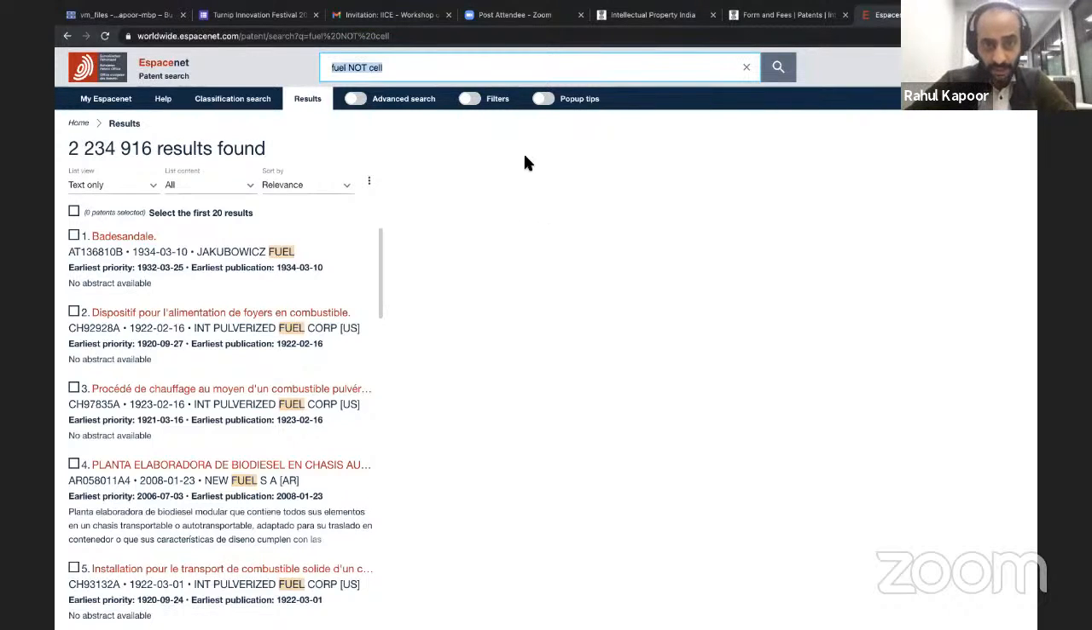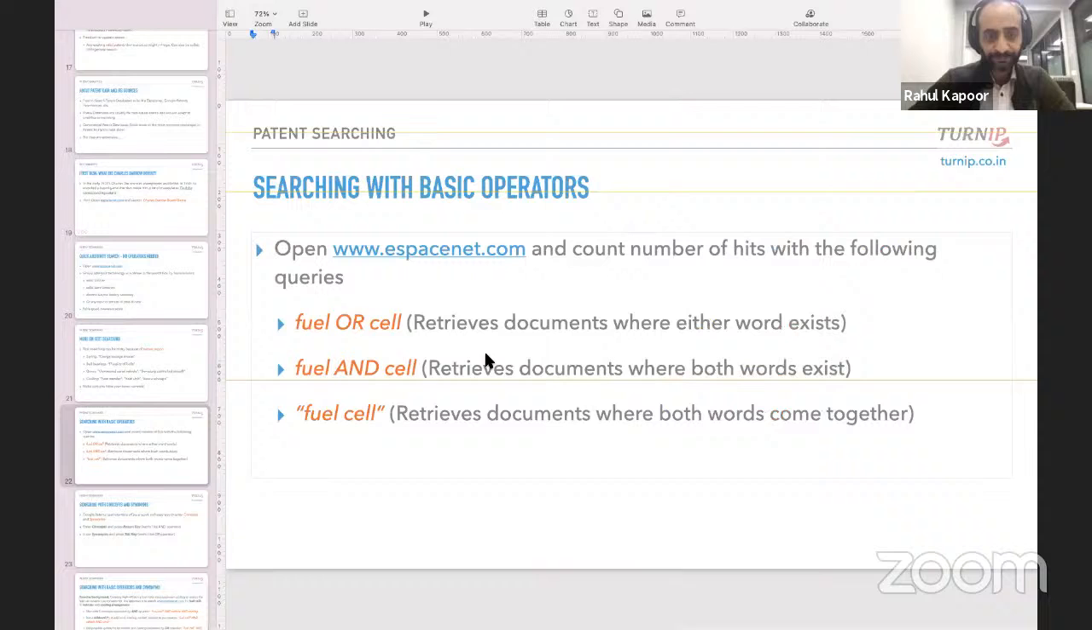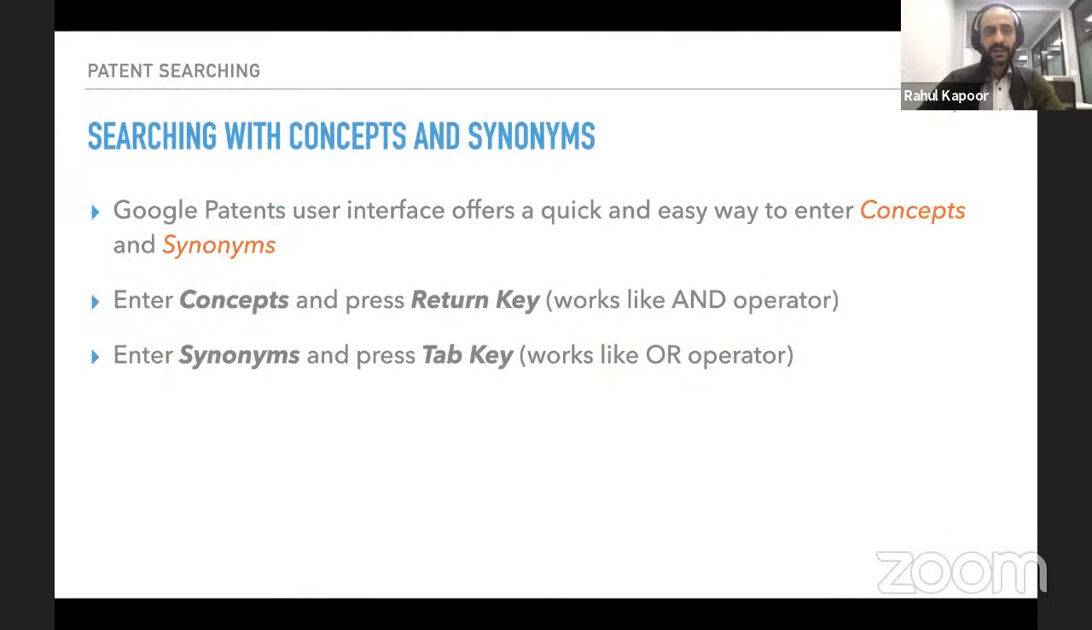So since we are on this topic of searching right now, fuel and fuel cell without quotes is the same. Just have a look, Aryan. I am not aware, but just have a look. But yeah, I think this exercise gives you an idea how to scale these patent searches. And now we will run one final query and conclude patent search.